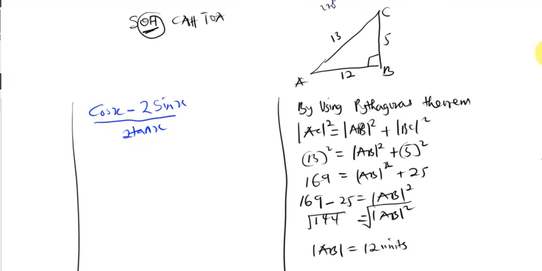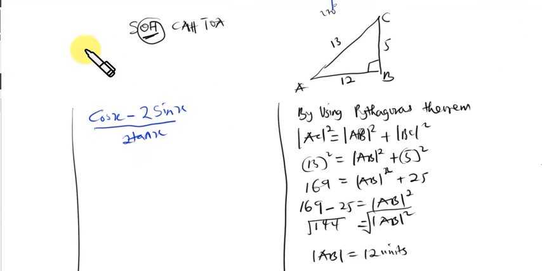Now let us find these things. First, let us write this down. First, we know sine x. Remember that sine x was given to us as 5 out of 13. So we know sine x, and we have to find cos x. What about cos x? Do we know cos x? Of course, we can find cos x.